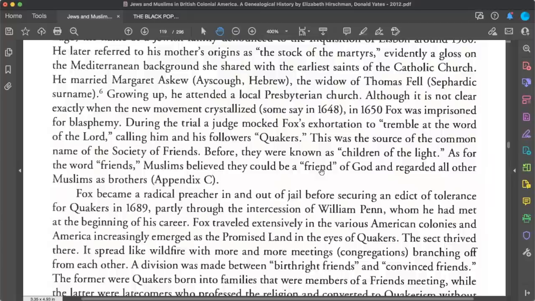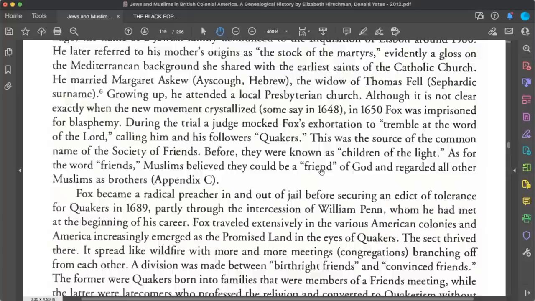Quackers. This was the source of the common name of the Society of Friends. That's when it all started, before they were known as Children of the Light. As for the word friends, Muslims believed they could be a friend of God and regarded all other Muslims as brothers. All right, this is deep. Listen to where they're getting all these terms from, the origin of these Quakers, right? The Friends, Society of Friends.